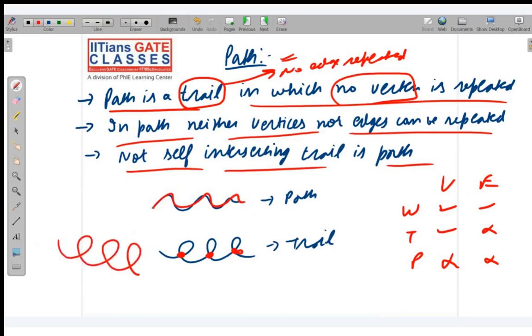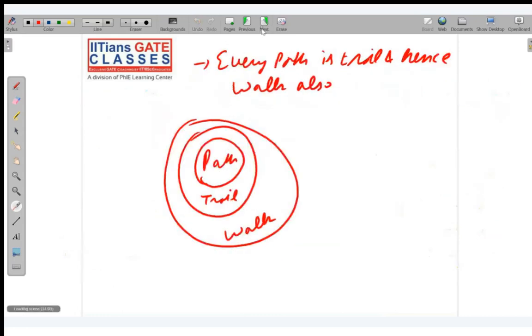It is cutting itself. So it is a trail, but it is not a path. A path will be like this. It cannot be self-intersecting. Self-intersecting means vertices are repeated. Take a snapshot. I will jump to the next slide. Okay, so every path is a trail and hence a walk also.